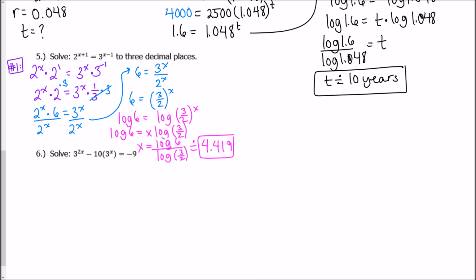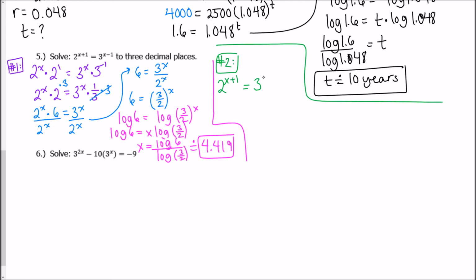Now, I would like to talk to you guys about a second method to be able to solve this question right here. So try to fit this in. We're going to have method number 2. So I'm going to start right from the beginning. So 2 to the power of x plus 1 is equal to 3 to the power of x minus 1. And what I'm going to do is I'm going to log both sides right from the beginning. So I'm going to say log of 2 to the power of x plus 1 is equal to log of 3 to the power of x minus 1. Okay?